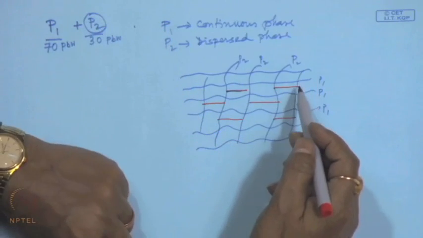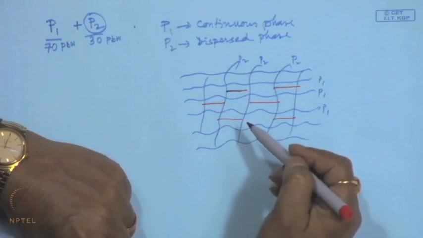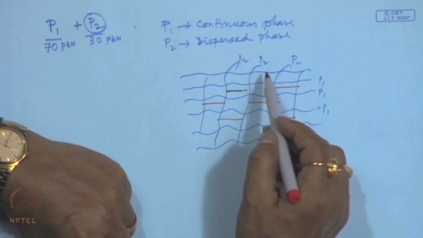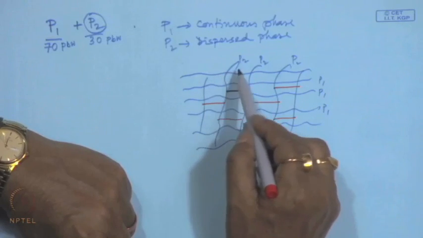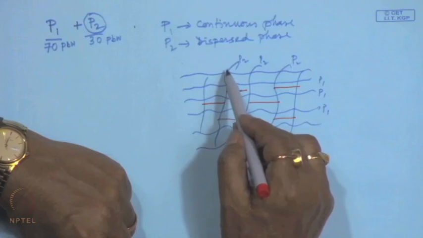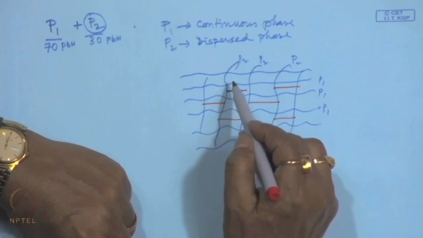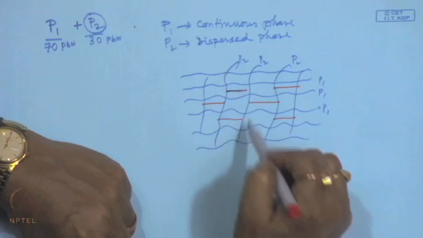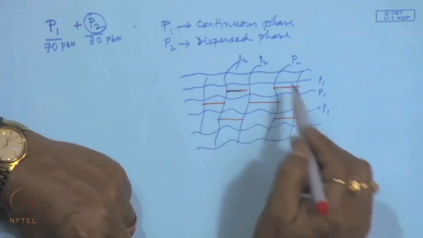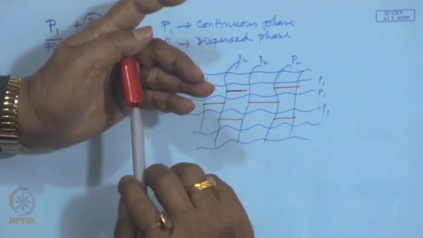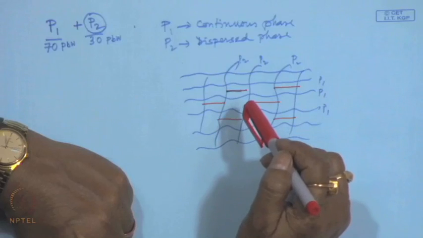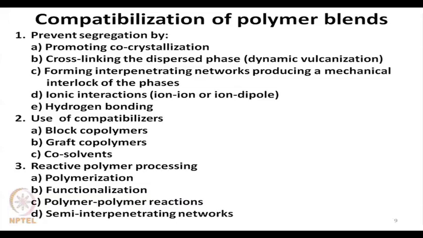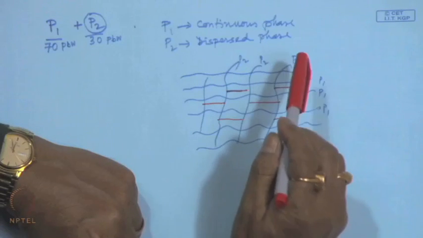That means, if P1 molecules like to go beyond this P2, go away from the P2 site, then that will be prevented, since there is a network formed by P2 and this P1 is entangled with this P2 network. So, P1 cannot move from P2 to separate into a different phase. So, that can prevent phase separation or segregation. So, this is a kind of compatibilization technique by cross linking.